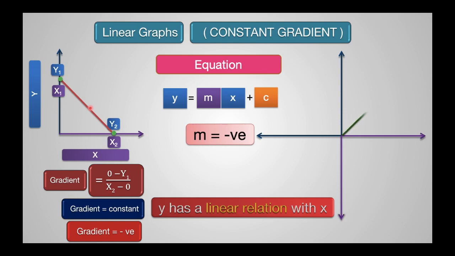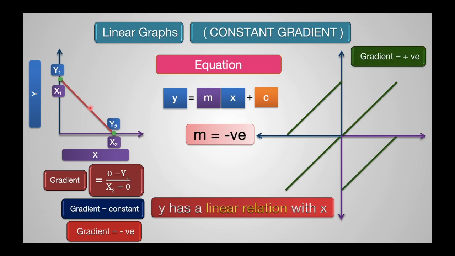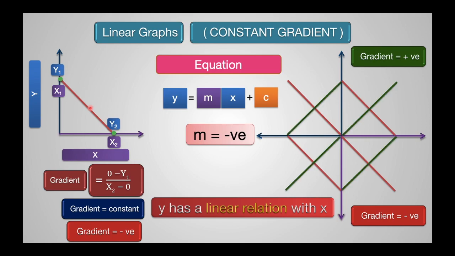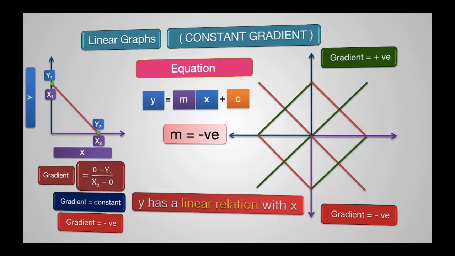Any line like this, in any quadrant, in the positive side or in the negative side, all these lines have a positive gradient. Any line in this direction, at any side, positive side or negative side, all these lines will have a negative gradient. All the green lines have a positive gradient and all the red lines will have a negative gradient. Let's conclude the discussion about straight line graphs. Now let's move on to curves.